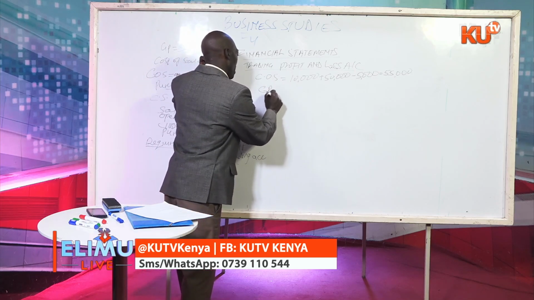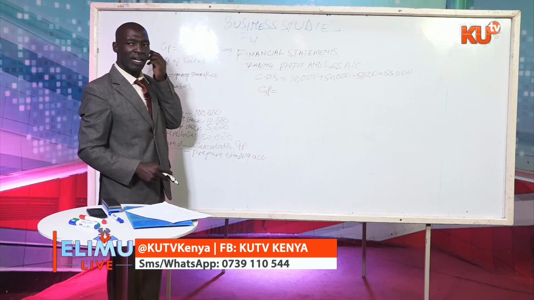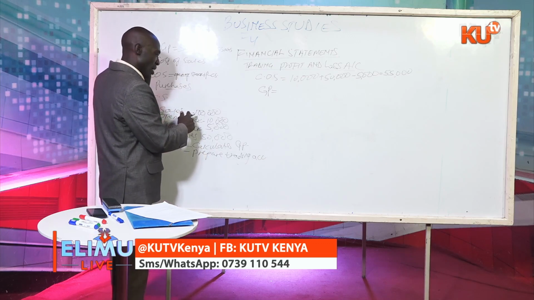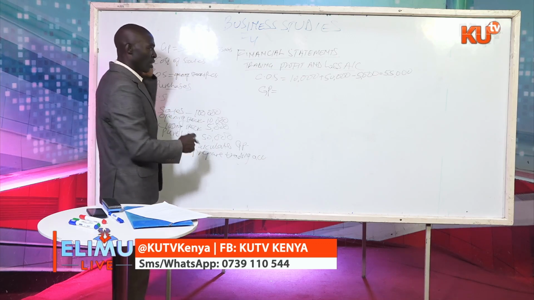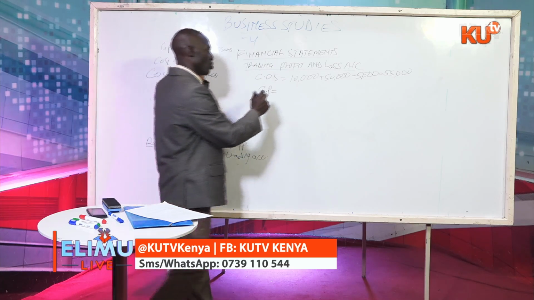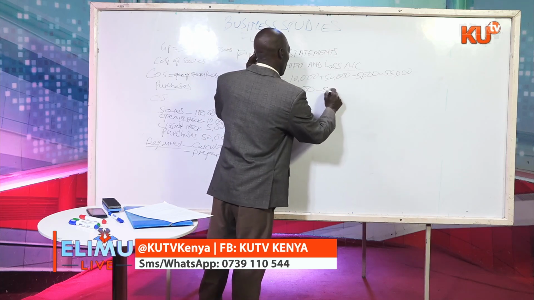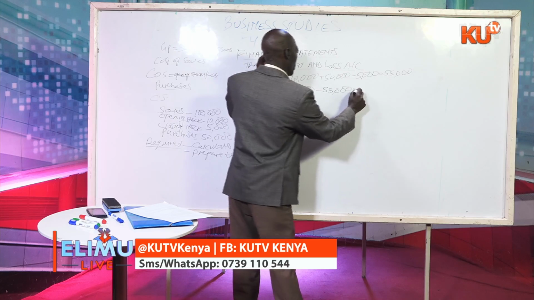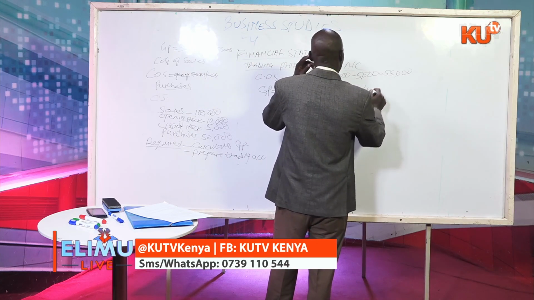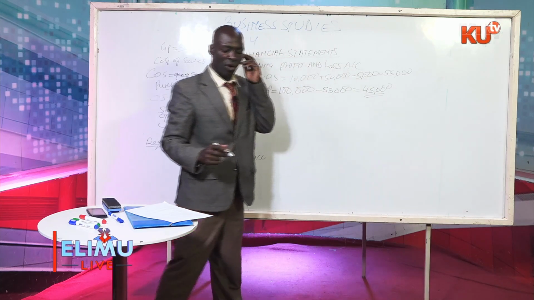So GP in this case will be sales, which is 100,000, minus the cost of sales, which is 55,000. So it will be 100,000 subtract 55,000. GP will be equal to 45,000. So that is the gross profit.